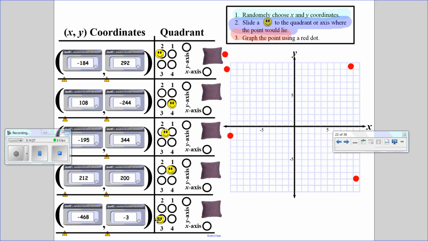So this is the study of coordinates. A coordinate plane is divided into quadrant 1, quadrant 2, quadrant 3, quadrant 4. The home base is called the origin. And you always graph x, then y.